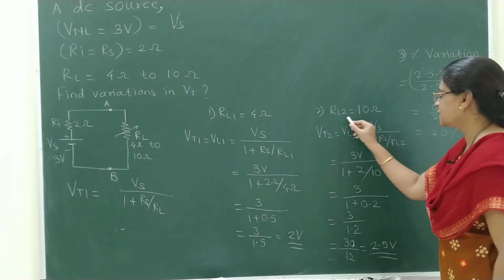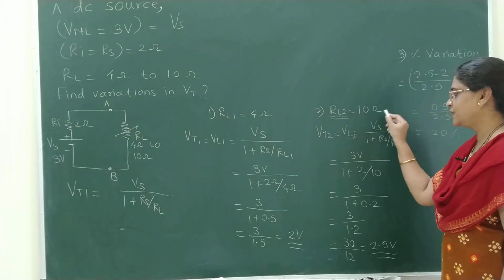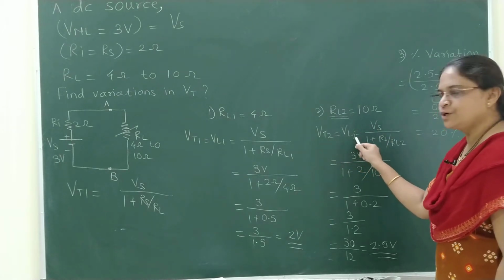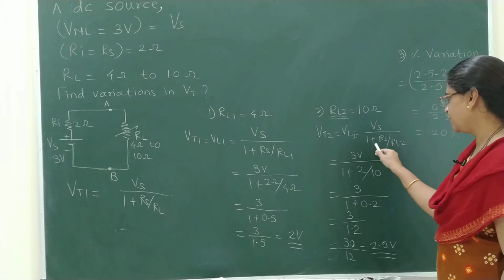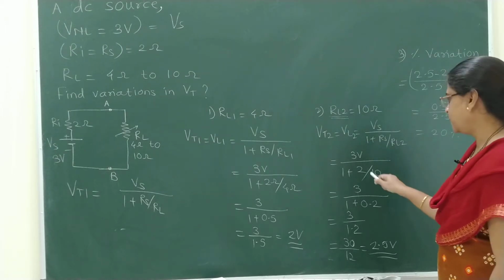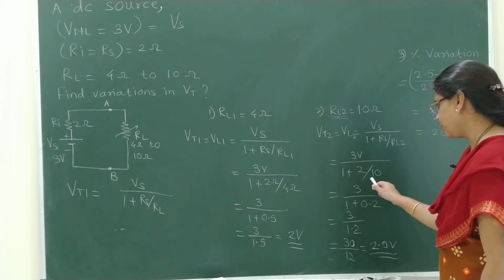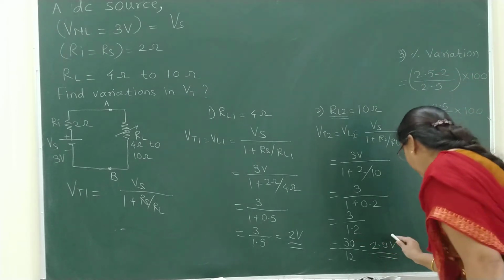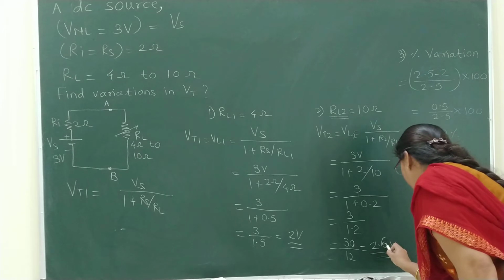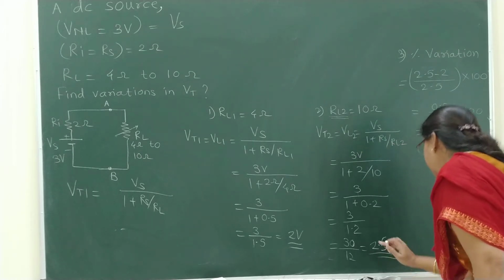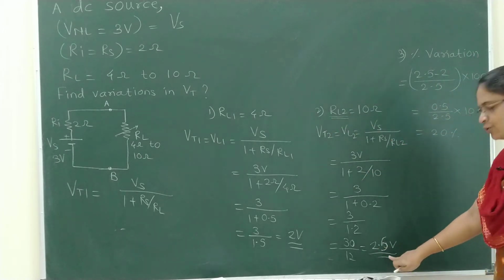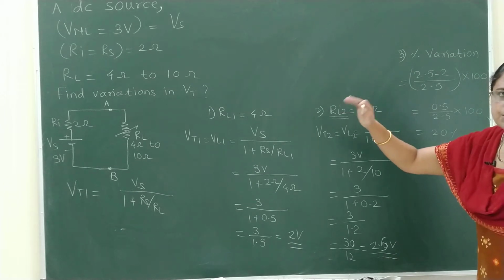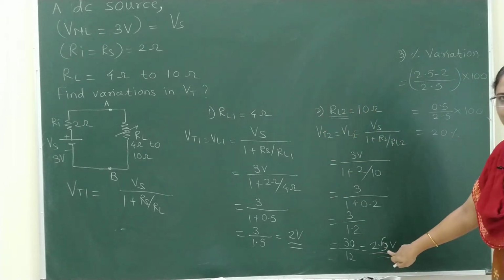Second calculation: consider the maximum RL value of 10 ohm. So VT2 is equal to VL2, which is equal to Vs upon 1 plus Rs upon RL2. It becomes 3 volt upon 1 plus 2 upon 10. So 3 upon 1.2. It results to be 2.5 volt. This means when RL is 10 ohm, the output voltage is closer to the source voltage, 2.5 volt.